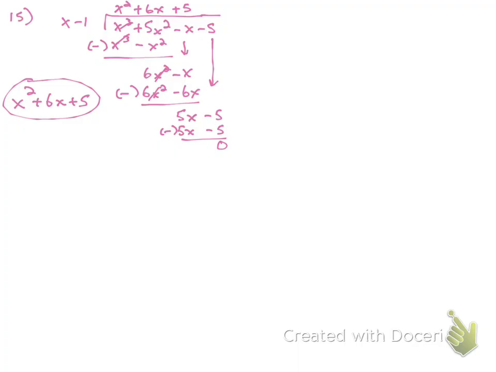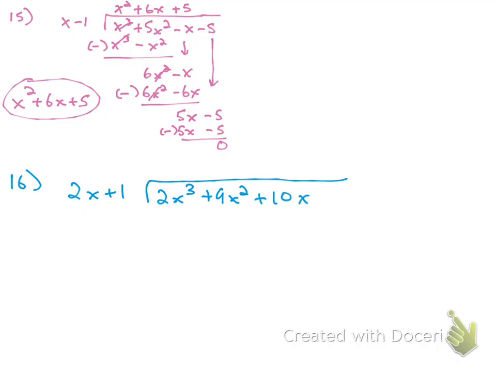Number 16. I'll have 2x plus 1. And then 2x cubed plus 9x squared plus 10x plus 3.